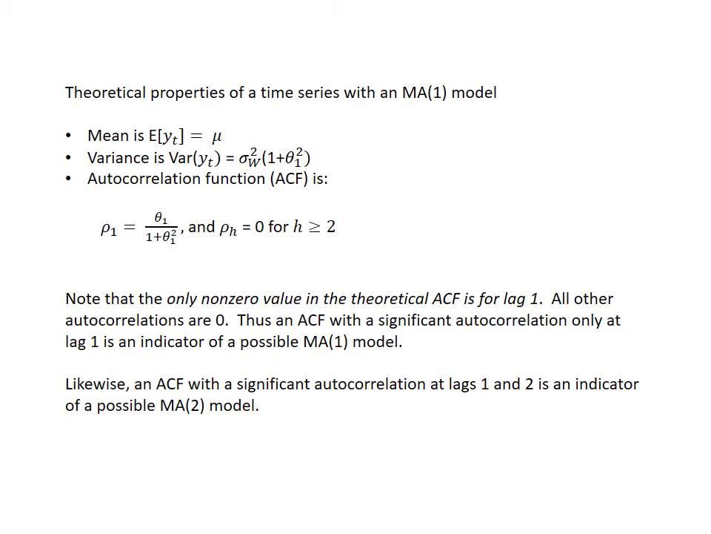The variance associated with the underlying white noise process is the variance of yt. And we can describe its autocorrelation function using this equation as well. So note that the only non-zero value in the theoretical autocorrelation function for a first-order moving average model is for lag 1. At all other lags, autocorrelation is 0. And so an autocorrelation function with a significant autocorrelation only at lag 1 is thus an indicator of an MA1 model, right? Likewise, if you plotted the autocorrelation function and you had significant autocorrelation at lag 1 and 2, that would suggest a possible MA2 model.